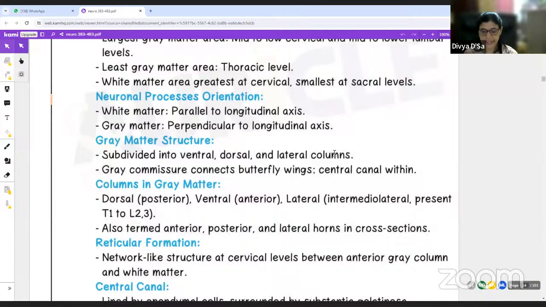Similarly, in that related area, we call it the lateral. So this is present from T1 to L2, L3. Also termed anterior, posterior, and lateral horns in the cross section.